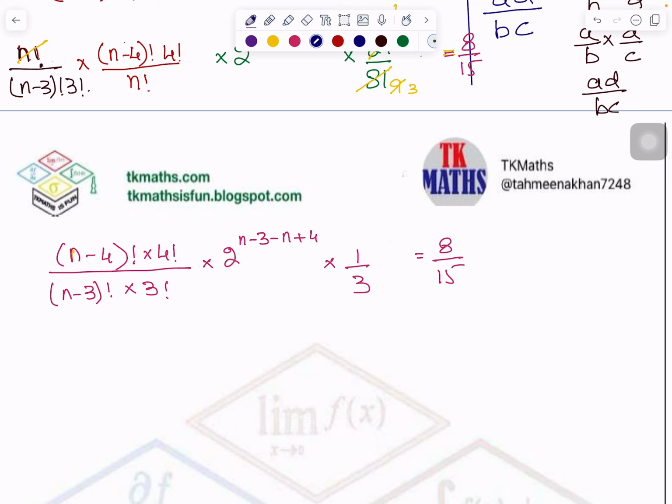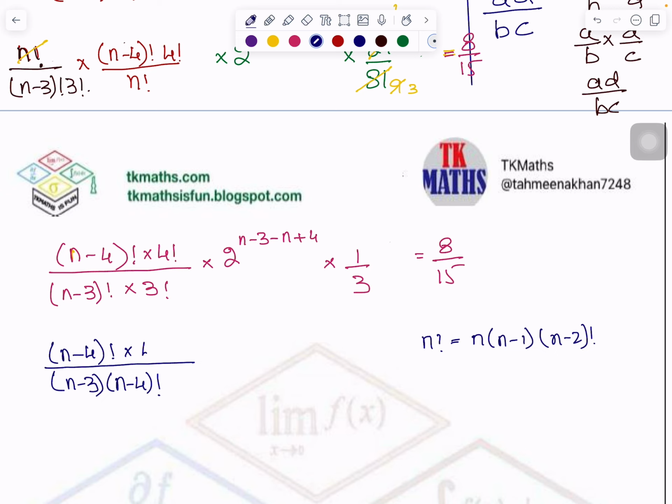Again, I would like to explain one concept here. If you have n factorial, you write it in simplified form as n, n minus 1, n minus 2, and so on, and you can stop anywhere. Similarly, if you have n minus 3 factorial, it can be written as n minus 3, n minus 4, n minus 5, and so on. But I will stop at n minus 4. The reason is that in the numerator I have n minus 4 and it can cancel out. Similarly, this 4 factorial can be written as 4, 3, 2, 1, and you can stop wherever you want.